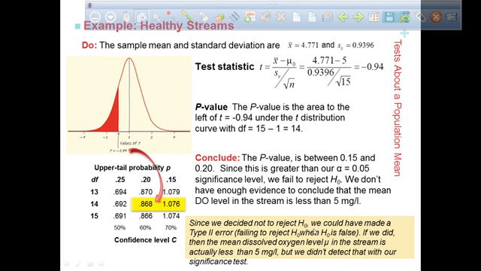All right, so since we decided not to reject H0, we could have made a type 2 error, which means we failed to reject the null when it really is false. If we did, this means that the dissolved oxygen level mu in the stream is actually less than 5 milligrams, but we didn't detect that in our significance testing, which means it's actually lower than what it should be for aquatic life to be good, but our test did not detect it, which could be a problem because aquatic life would not make it if the dissolved oxygen level is too low in the stream.